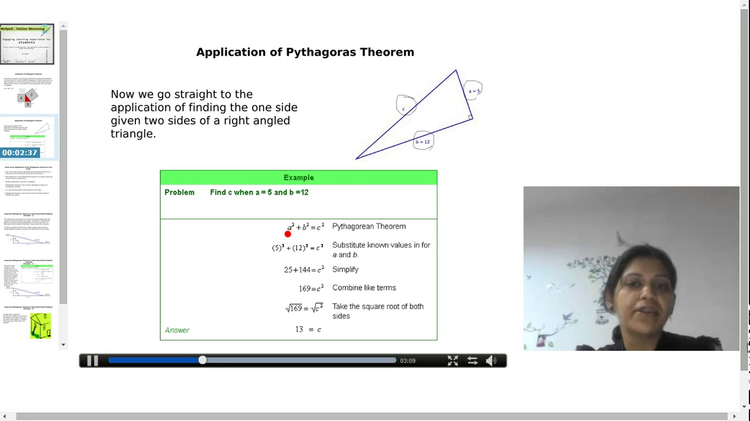So according to the Pythagorean theorem, we have A square plus B square is equal to C square. Substituting the values, A is equal to 5, B is equal to 12, and C we have to find out. So 5 square plus 12 square is equal to C square, that is 25 plus 144 is equal to C square. So C square is equal to 169, and C is the root of 169, that is 13. So the final value of C, the missing side of the triangle, is 13.